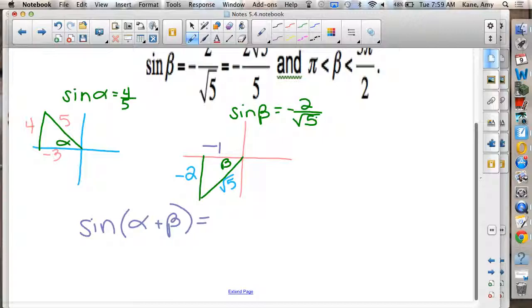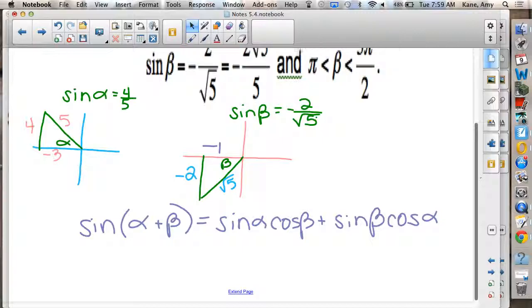So the sum formula for sine says we're taking the sine of the first angle times the cosine of the second angle. You're adding that to the sine of the second times the cosine of the first. And then you're going to look at the triangle, plug in the information that you have or that you know, and then use the triangle to find the other information. So we know the sine of angle A because we were given that as 4 over 5. So I'm going to take that out and replace it with the value that it's equal to.